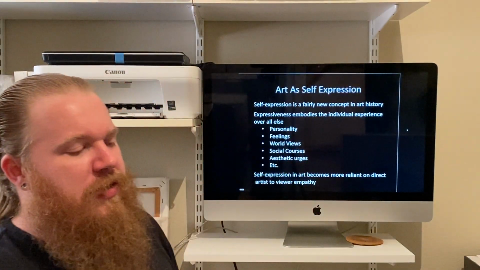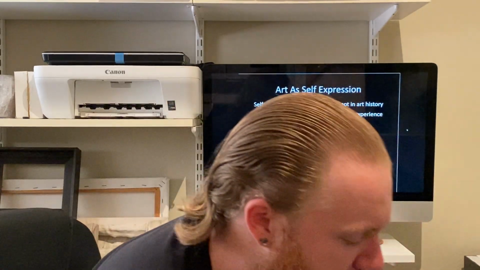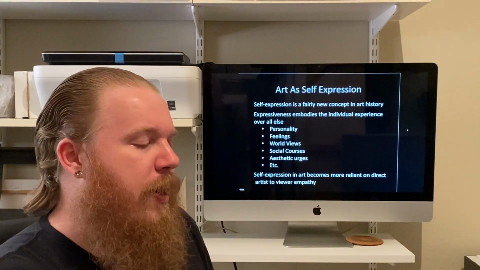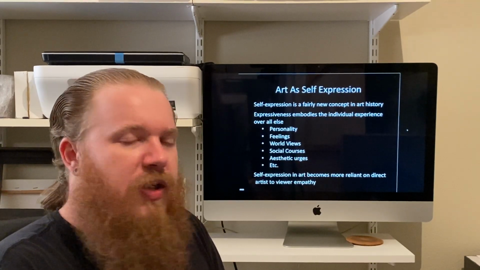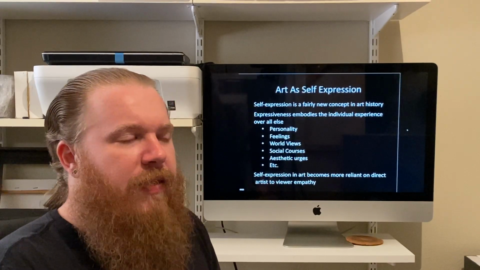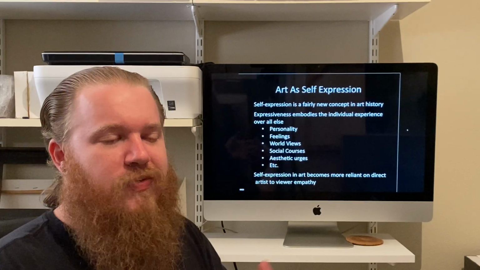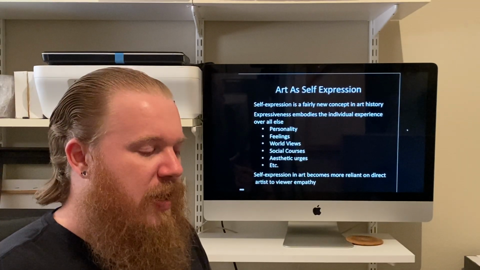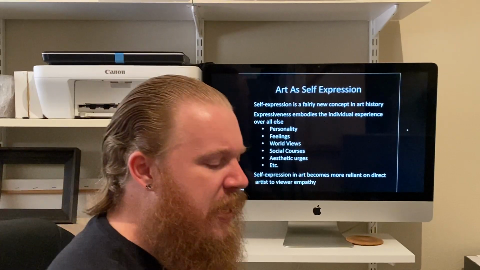But self-expression in art becomes more reliant on direct artist to viewer empathy than anything else. So it's assuming that we as the viewer are going to see the self-expression the artist has put out, and then we're going to empathize with them, and therefore we become somewhat akin to the artists themselves, or at least we can take on certain aspects of how they're feeling and what they're working through and all of these kinds of things.